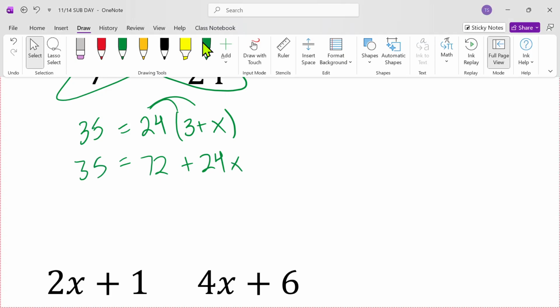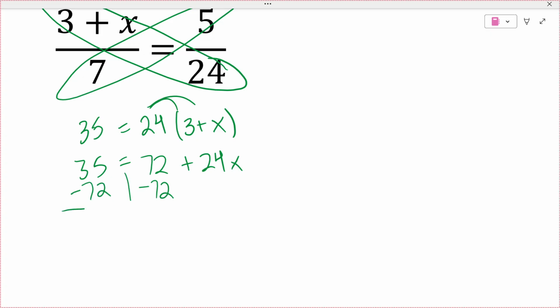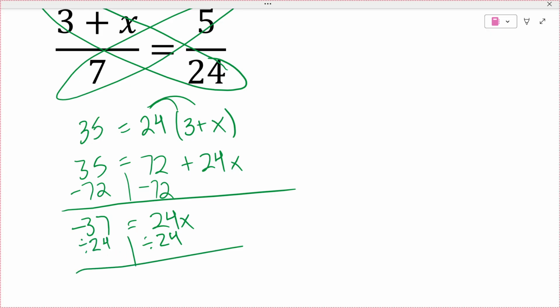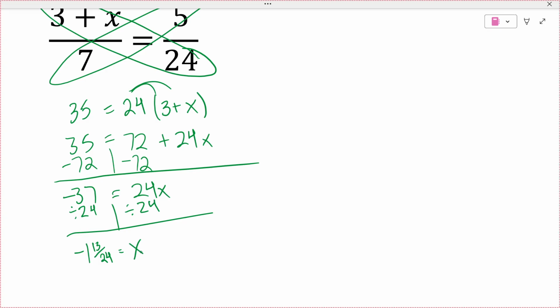I have a two-step equation. I usually do that adding and subtracting first. And then I usually end with that multiplying and dividing. Okay. This makes -1 and 13/24, which is going to be just shy of -1.5, a little bit bigger. Good?